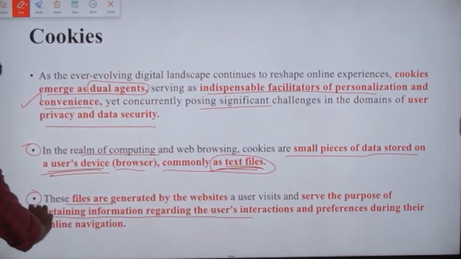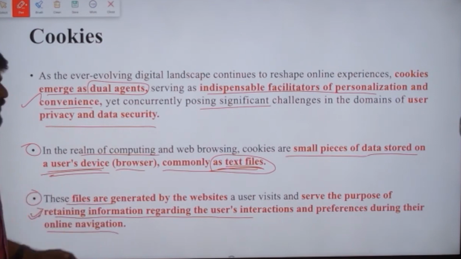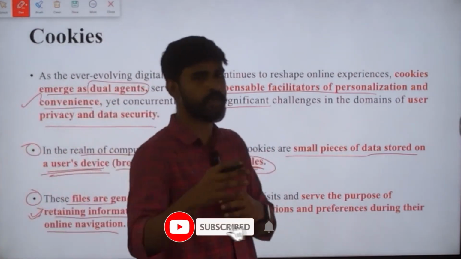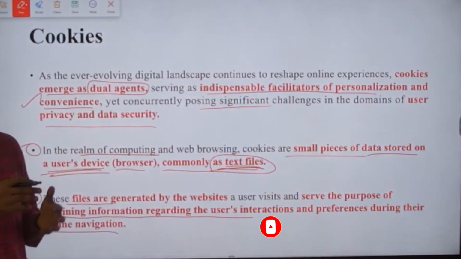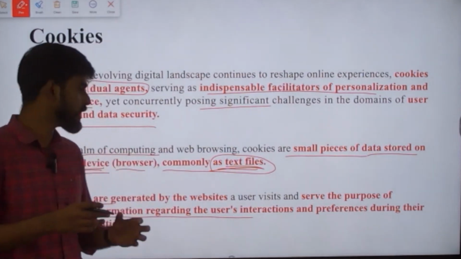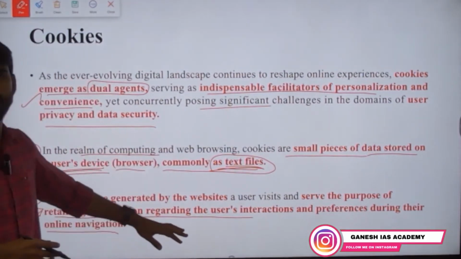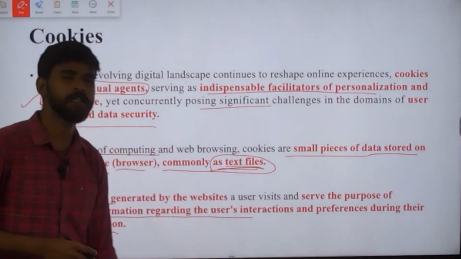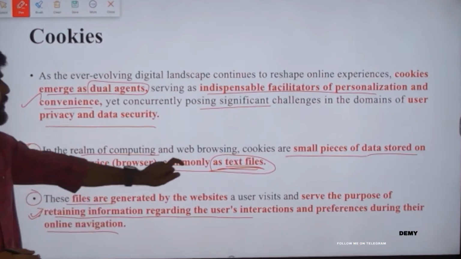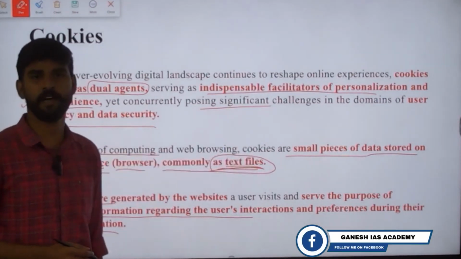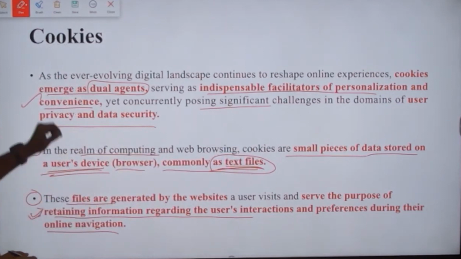So what are cookies created for? These cookies will be retaining information regarding the user's interaction and preferences during their online navigation. So when we navigate from one thing to another, we search multiple things online, right? All that information will be stored. So all these interactions and preferences that we make during online navigation will be stored as text files. Small pieces of data will be stored. Those are called cookies.